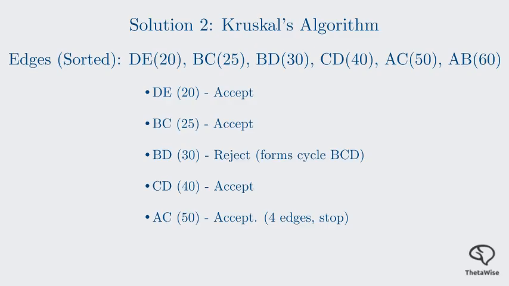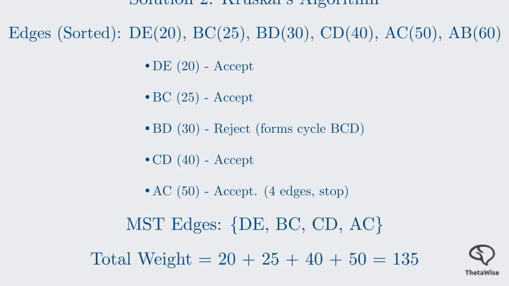We need one more. The next available edge is AC, with weight 50. Adding AC does not create a cycle, so we accept it. We now have 4 edges, so we stop. The edges in our minimum spanning tree are DE, BC, CD, and AC. To find the total weight, we sum these weights, 20 plus 25 plus 40 plus 50, which gives us 135. That is the minimum weight to connect these 5 vertices.